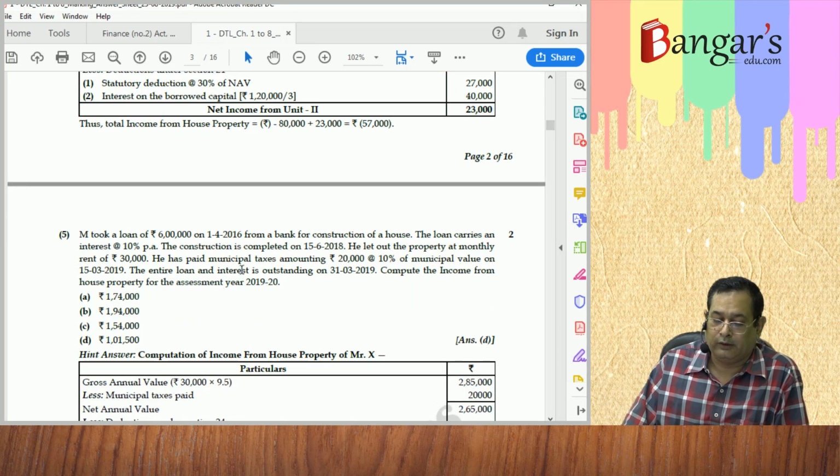Then here, the next question is Mr. M took a loan of 6 lakhs from 1/4/16 for construction of the house. The loan carries an interest of 10% per annum. Construction is completed on 15/6/18.